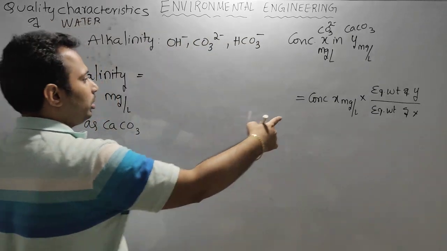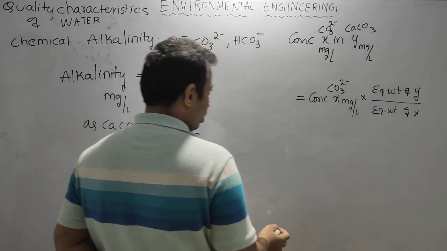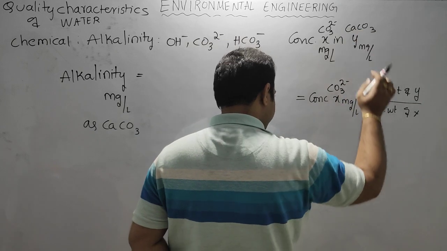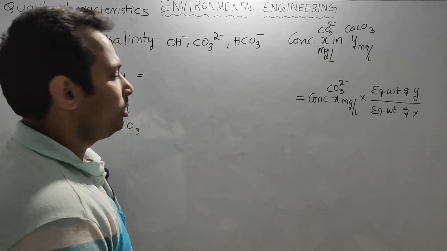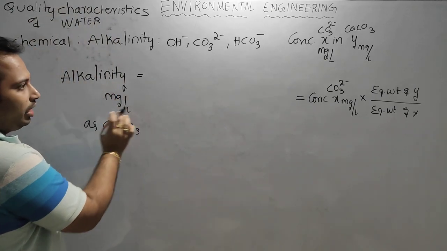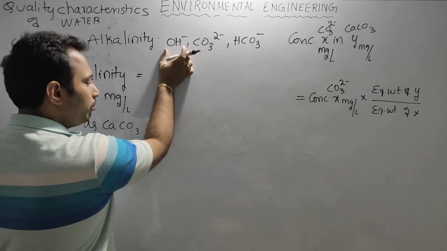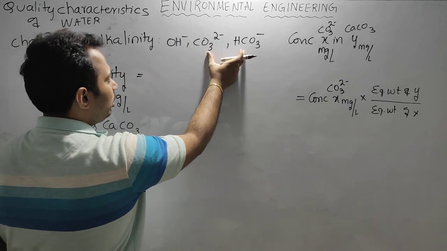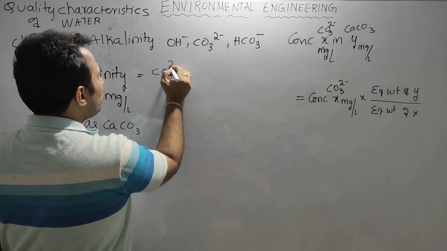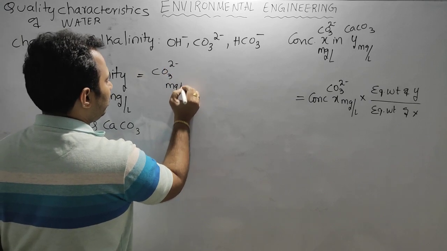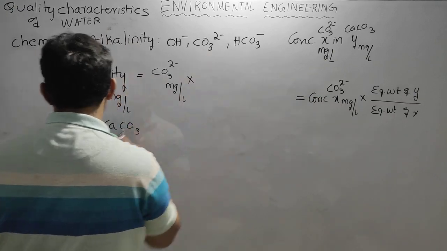That means if you know the concentration of CO3 2 minus, and the equivalent weight of CaCO3, and the equivalent weight of CO3 2 minus, then we can easily find the alkalinity. Alkalinity is caused by these three, and majorly these two. This one is minimum, and I will tell you why. So here, CO3 2 minus concentration in mg per liter into the equivalent weight of Y, divided by the equivalent weight of CO3 2 minus. What is the equivalent weight of CO3 2 minus?